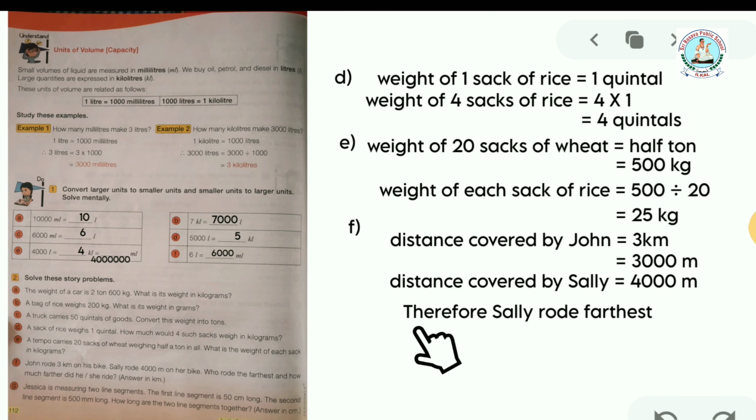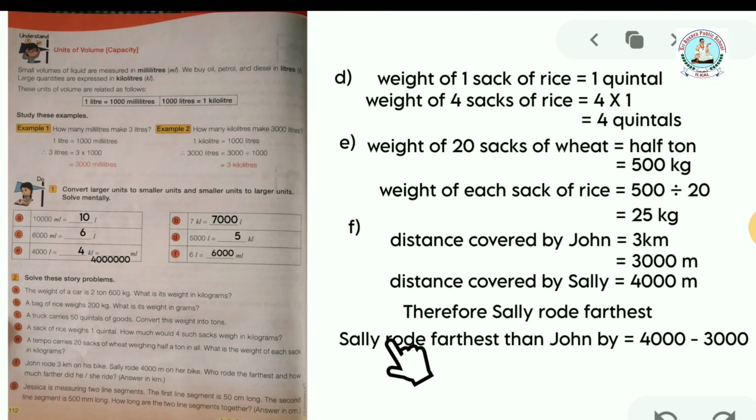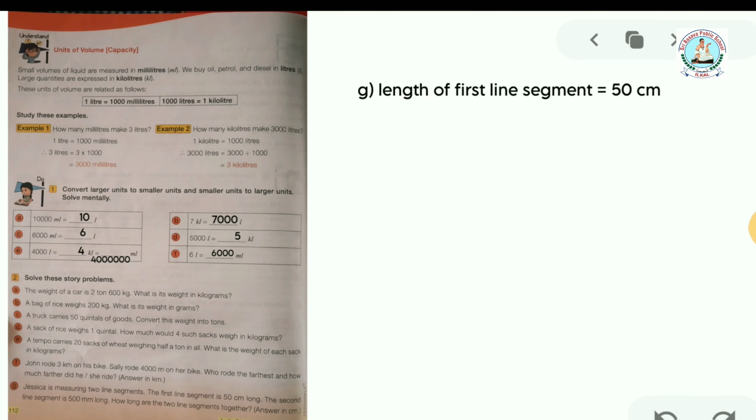But we have to answer another question, that is how much farther did she ride. So first of all we have confirmed one thing, that Sally has covered more distance, but how much more distance she has covered than John, that we have to find out here. For this we take the difference of the distances covered by both, that is 4000 minus 3000, so it would be 1000 meter. Sally rode farther than John by this much distance. Let's move on to the next question, that is G.